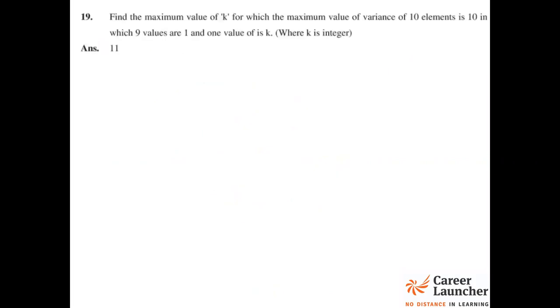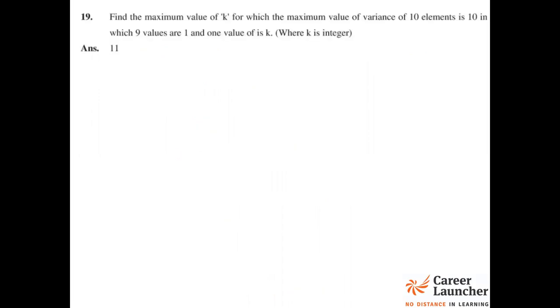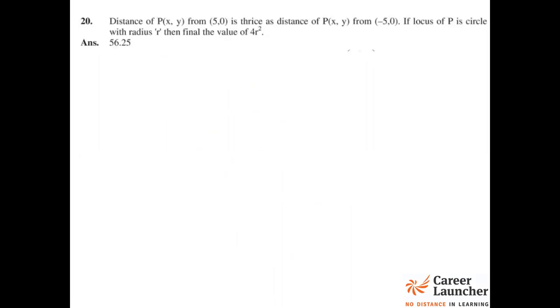Okay. So this is the question. The maximum value of k is what we need to find, for which the maximum value of variance of 10 elements is 10, in which 9 values are 1 and 1 value is k. So I have solved that here. See this question and the solution. This is the question which I have solved in the previous slide. Okay, see the next one.